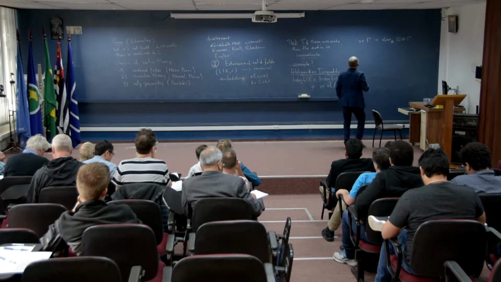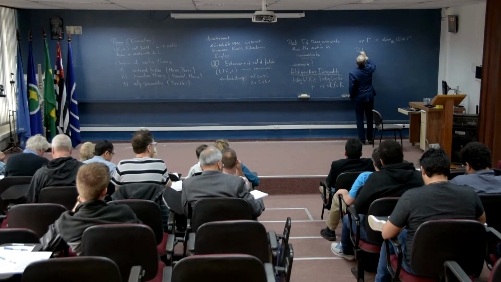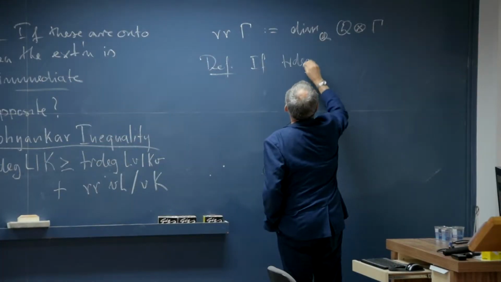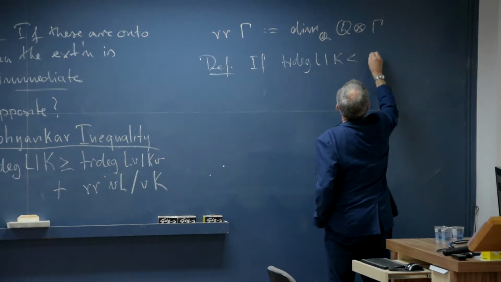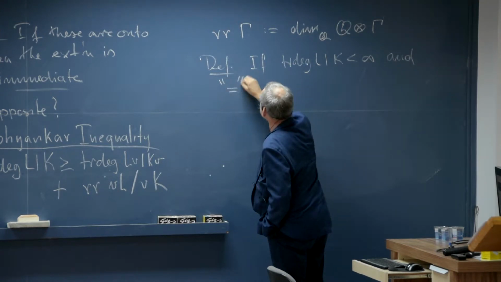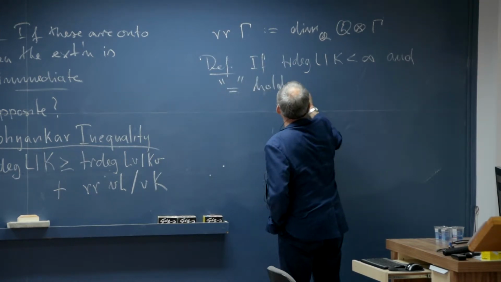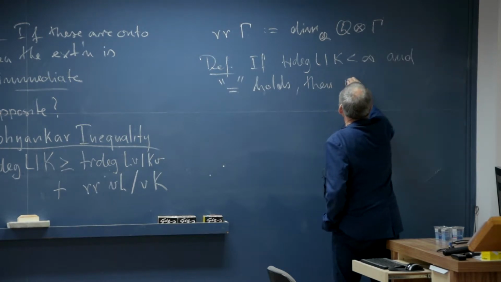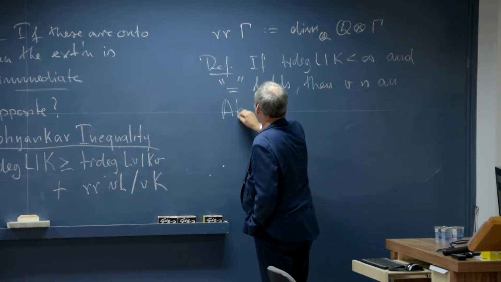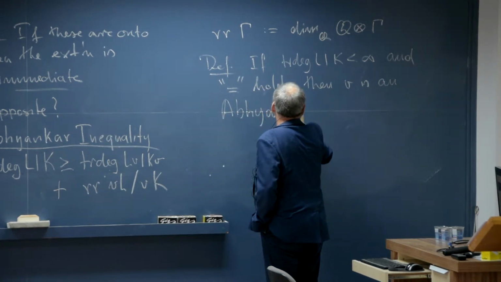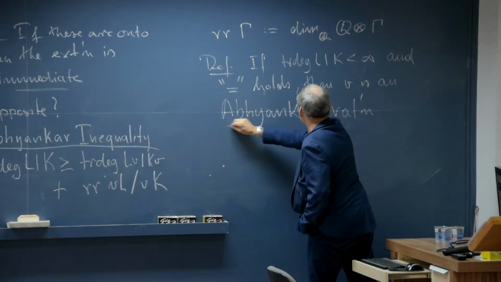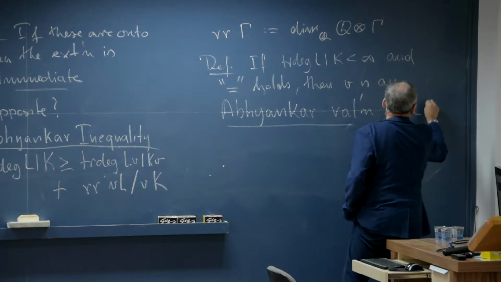Okay, and definition: if it's finite, and we have equality, then v is an Abhyankar valuation of L over K.